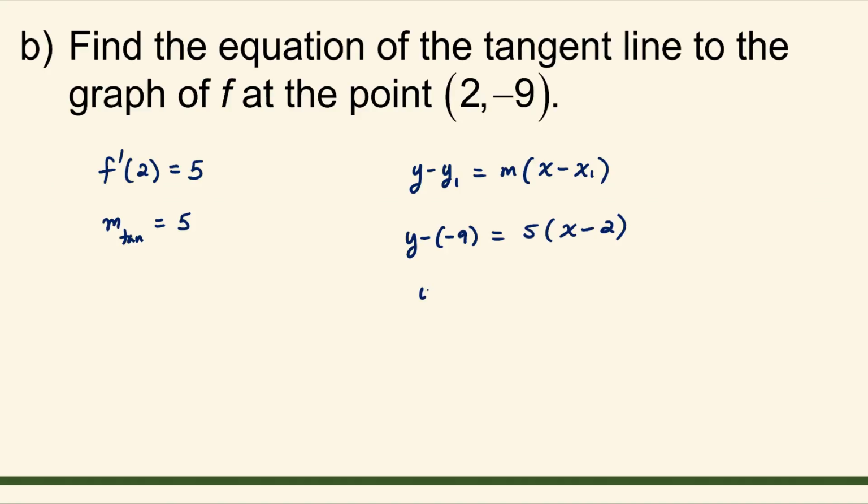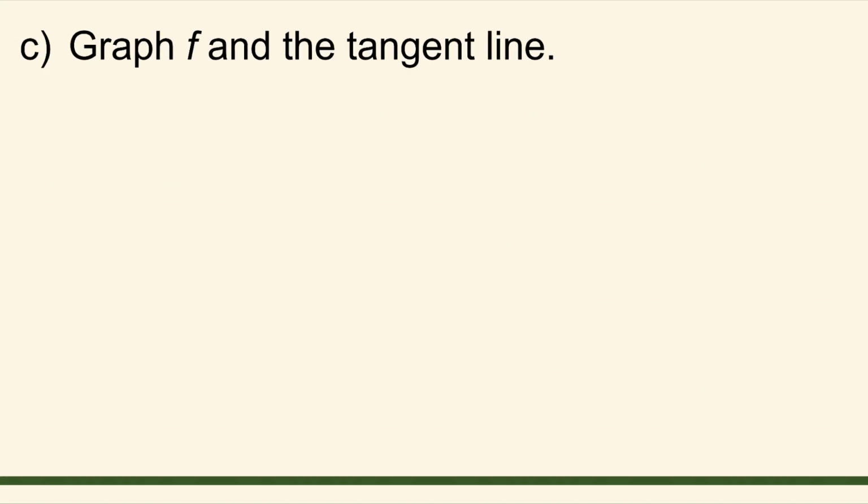Simplifying, we now have y plus 9 is equal to 5x minus 10. Subtracting 9 from both sides of the equation yields y is equal to 5x minus 19. Therefore, the equation of the tangent line to the graph of f at x equals 2 is y equals 5x minus 19. Graph f and the tangent line.